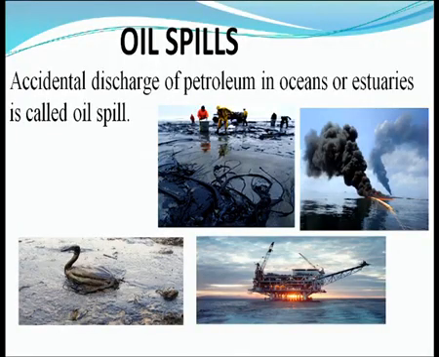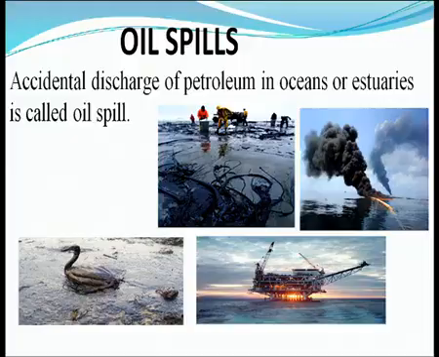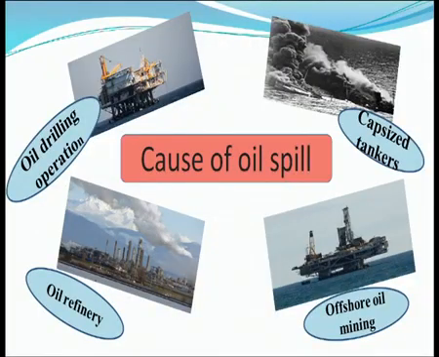Oil spills are our next global issue. Accidental discharge of petroleum in ocean or estuaries is called oil spill. The slide shows different examples of oil spills that are repeatedly being focused in our news. Causes of oil spill: it primarily starts with drilling in the ocean for oil.